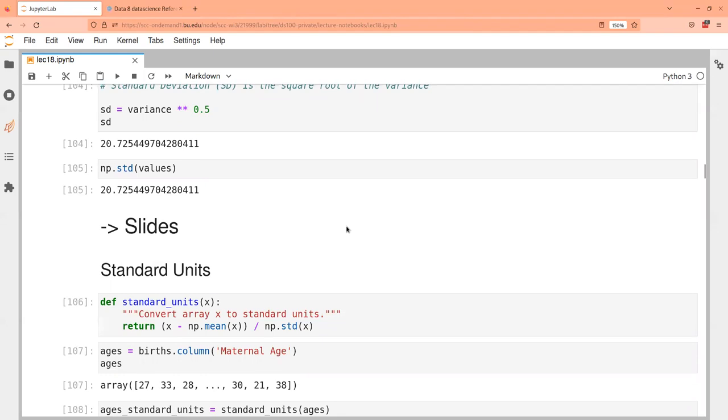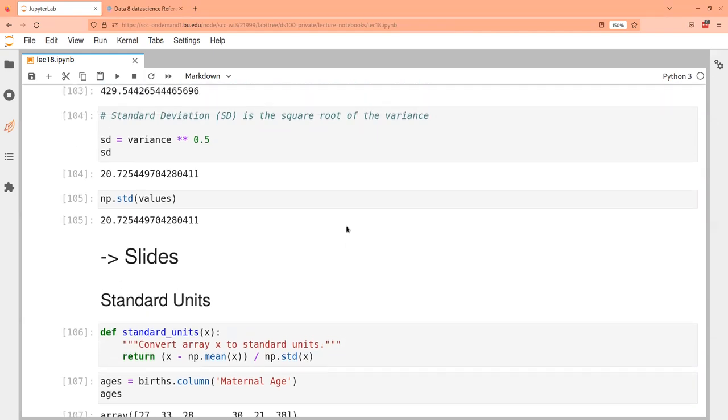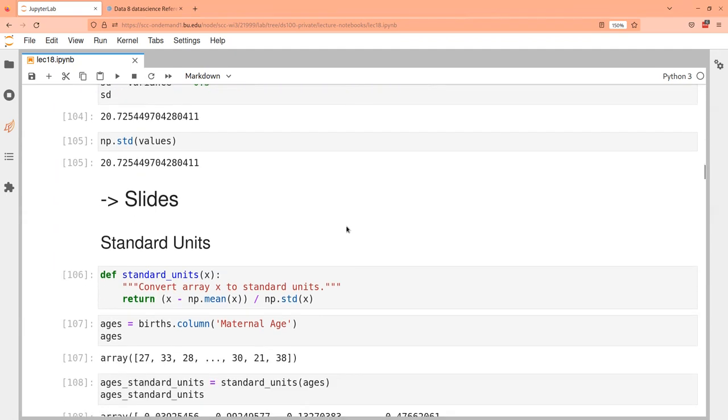And if you recall, it looks suspiciously like the root mean square, which we'll talk more about with the root mean square error later, in the future.